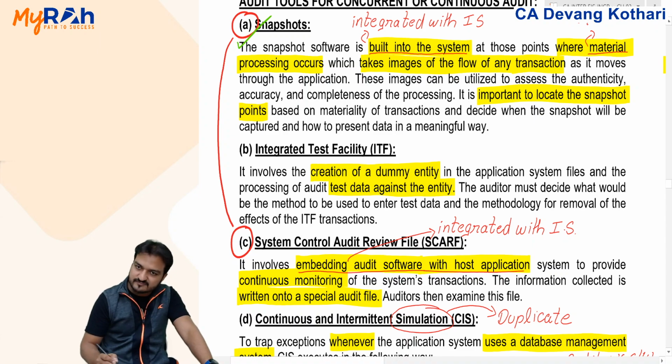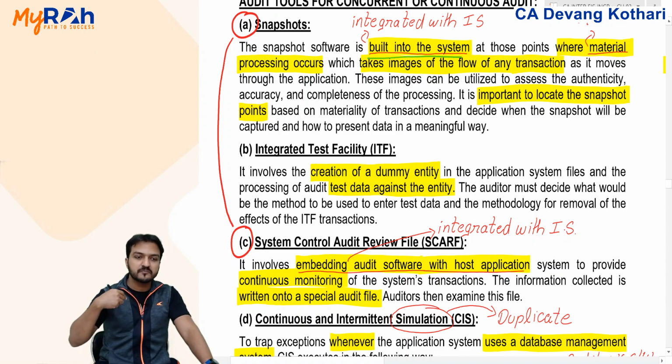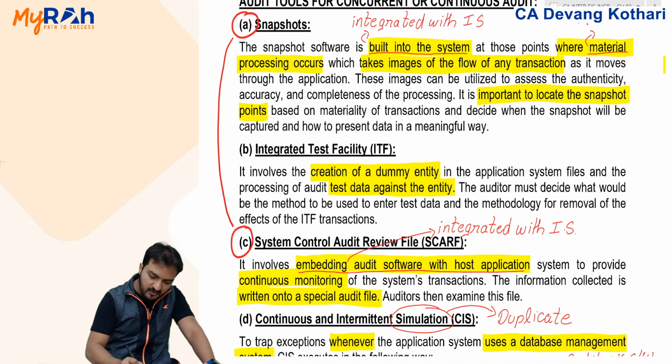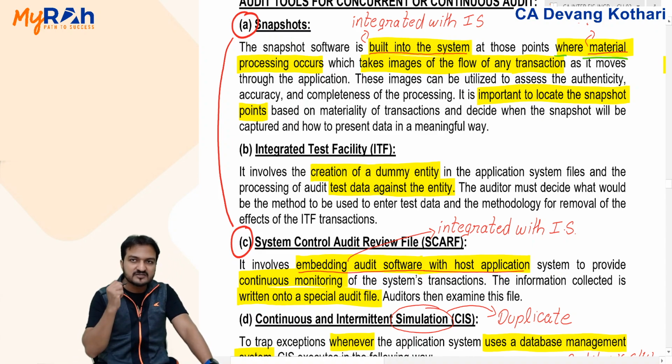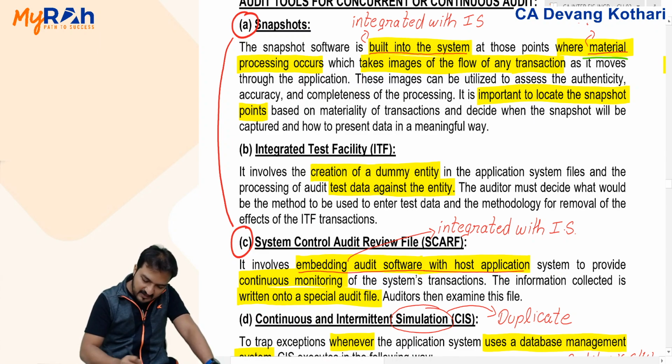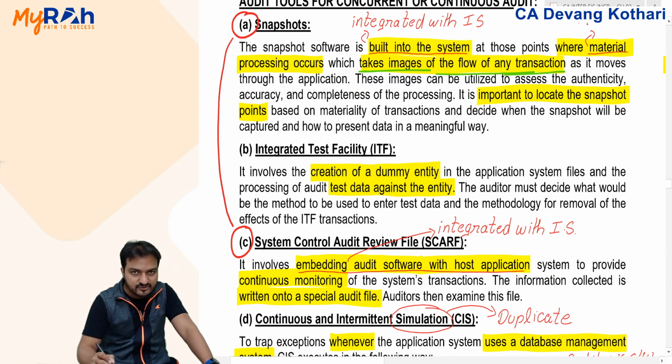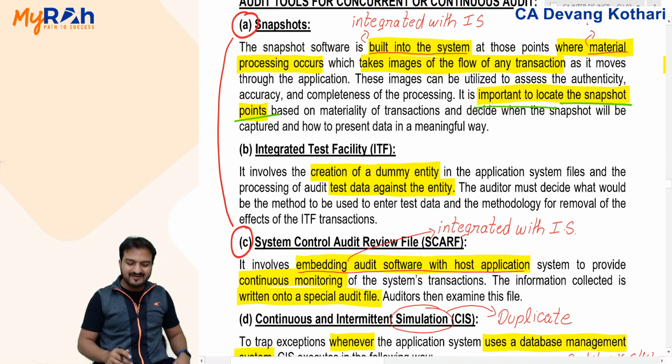The first one, snapshots, is software built into the system, the client's system. I am the auditor, you are the company whom I have to audit. My software will be integrated with your software. My auditing software snapshots is integrated with your information system at those points where material processing occurs. Material means significant processing. My software snapshots will take images of the flow of transactions, the important transactions, and it will report those transactions to me. It is important to locate the snapshot points based on the materiality of the transactions.